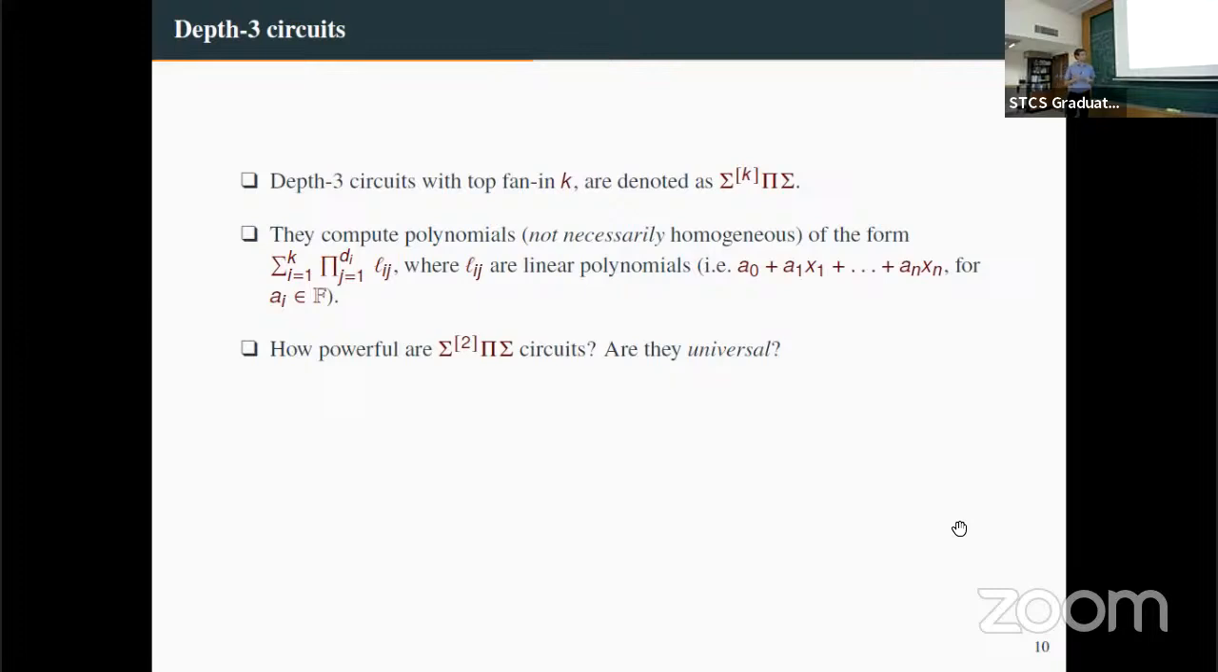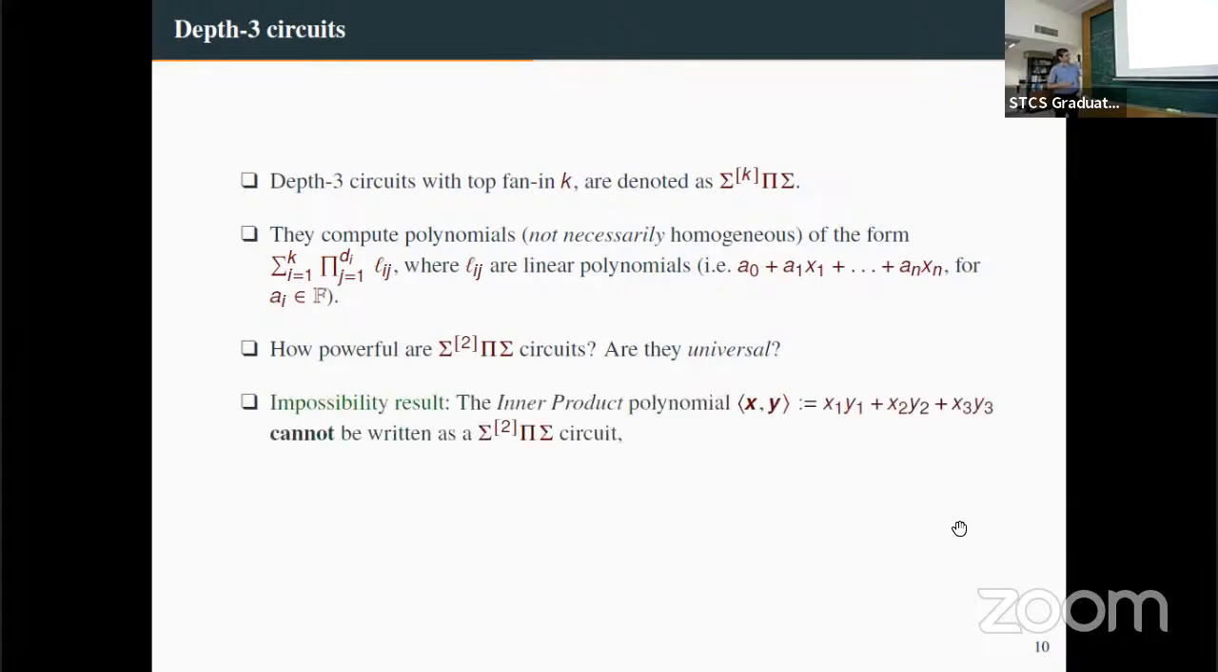What can it compute? Okay, so for example, are they universal? It turns out that they are not. For example, they can't even compute this silly polynomial. So just the inner product of three-dimensional vectors can't be computed. You cannot express this sum of three products as a sum of two products. Okay, classically, this is not possible. It's an easy proof. I'll give it as a homework exercise over Piazza.